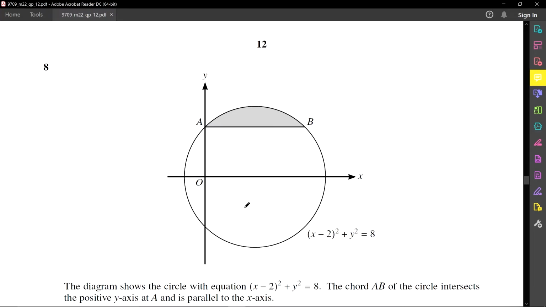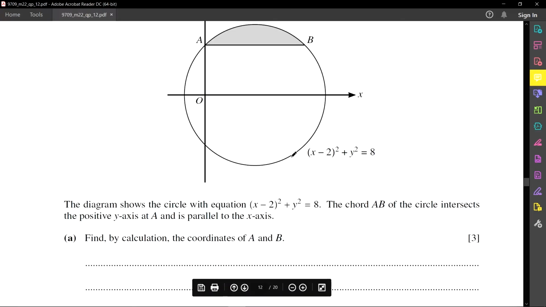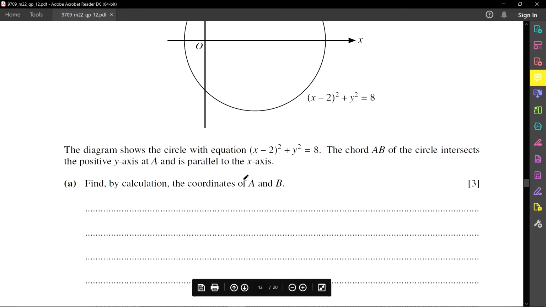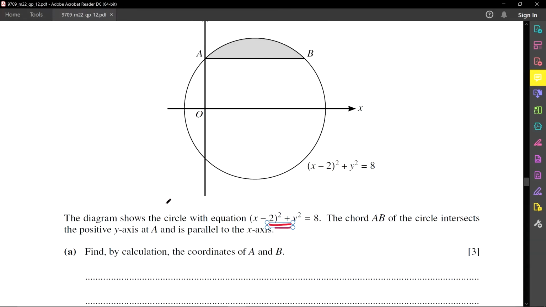So now coming to question number 8. This is again a circle question. It says the diagram shows a circle with the equation given here. The chord AB intersects the positive y-axis at A and is parallel to the x-axis. Find by calculation the coordinates of A and B.